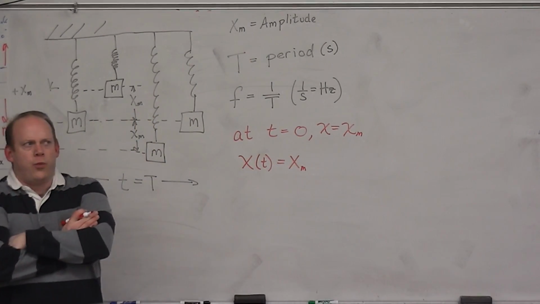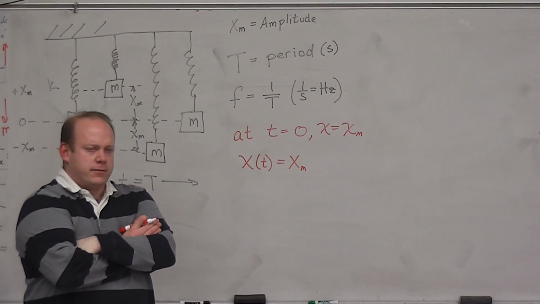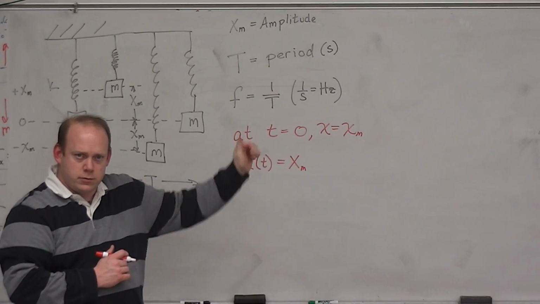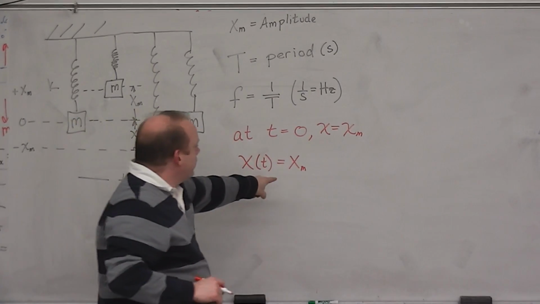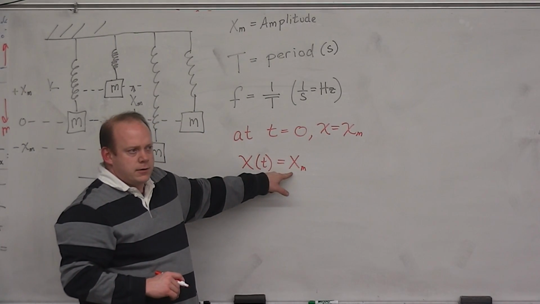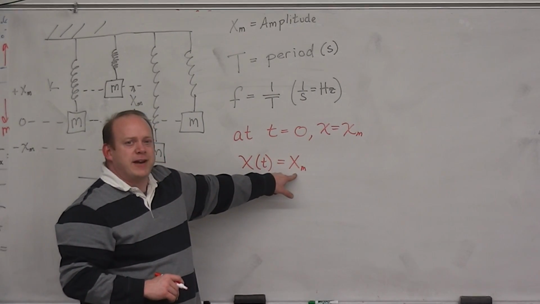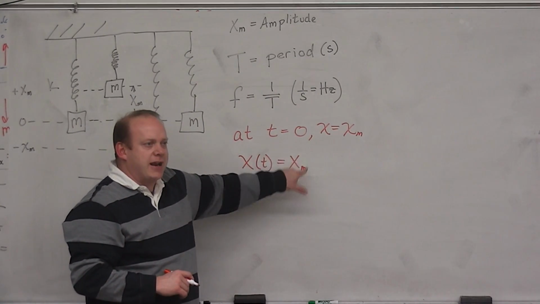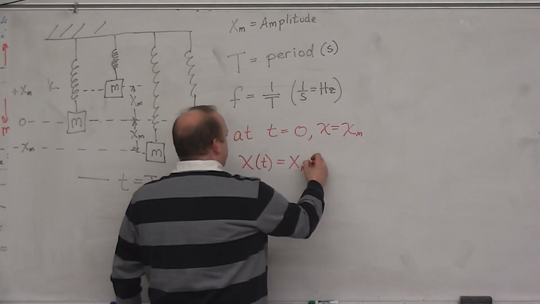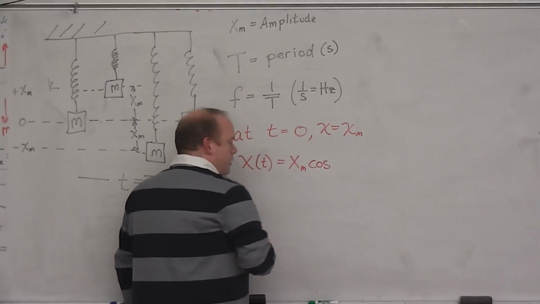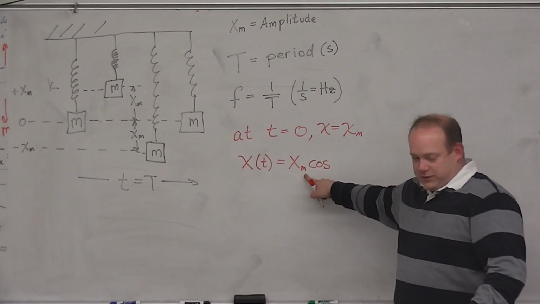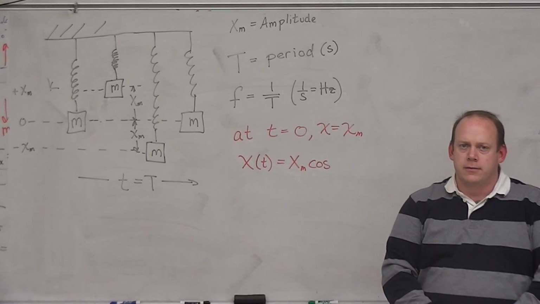Now, what function do we have that's periodic? It kind of goes up and down. That's kind of cool. But it starts off at its maximum value. It's periodic and starts at its max. That's going to be cosine. So x of t is going to be x max times cosine of something.